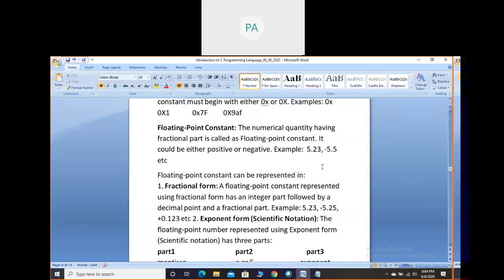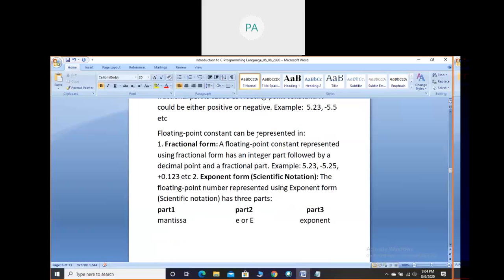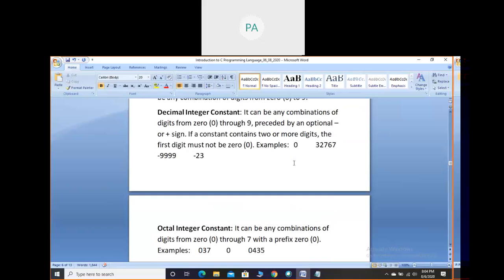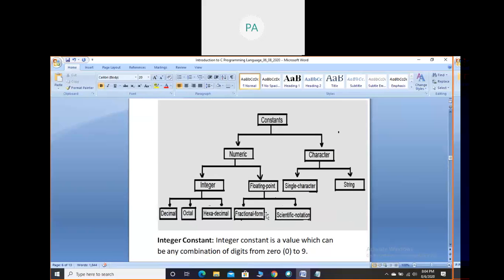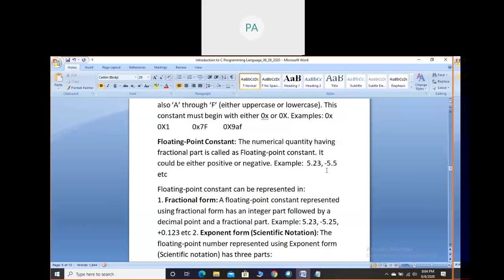Okay. A floating point constant can be represented in, as I said in the diagram, fractional form and scientific notation. Actually, we will not call them types, but we can represent it in two ways. That is fractional form, and another one is scientific notation.